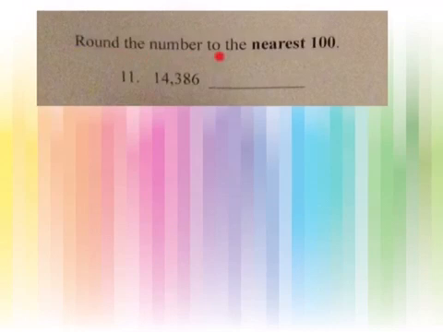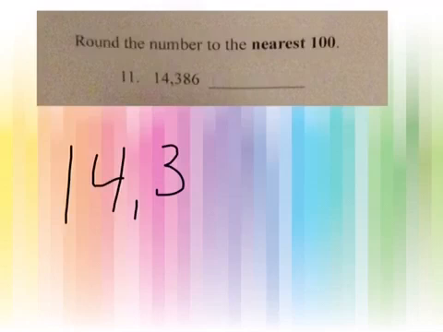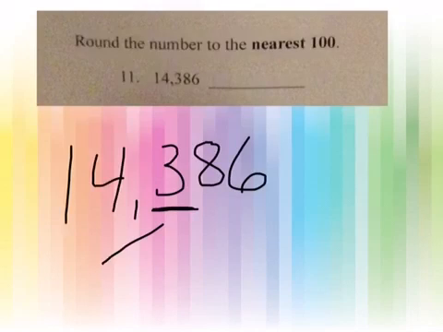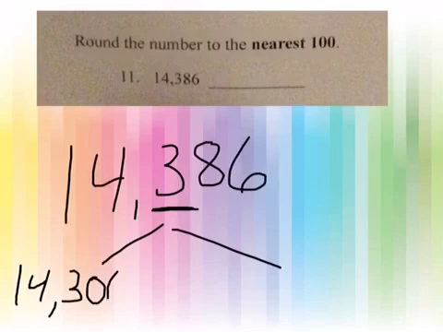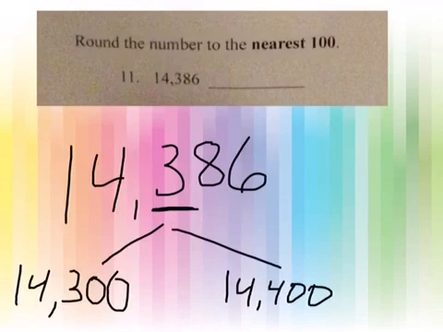Similarly, I'm going to do number 11, except in this case I'm rounding to the nearest 100. So if I have this number 14,386, here's the hundreds place, and I can think of it as those two benchmark numbers. First one being 14,300, where I leave the hundreds place alone, or I can see 14,400, 100 higher. Now I have to decide which is it closer to, 14,300 or 14,400.